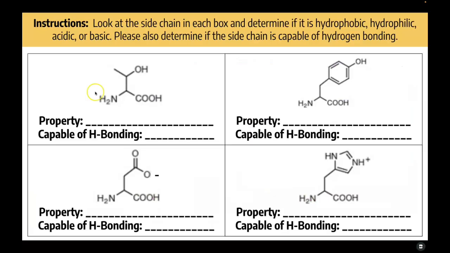So look at the side chain in each box and determine if it's hydrophobic, hydrophilic, acidic, or basic. Please also determine if a side chain is capable of hydrogen bonding. All right. And so basically here, what do you notice here? And then hopefully you said you saw a hydroxyl group right here. And the hydroxyl group, remember that that's going to make something be hydrophilic. So yes, it can hydrogen bond.